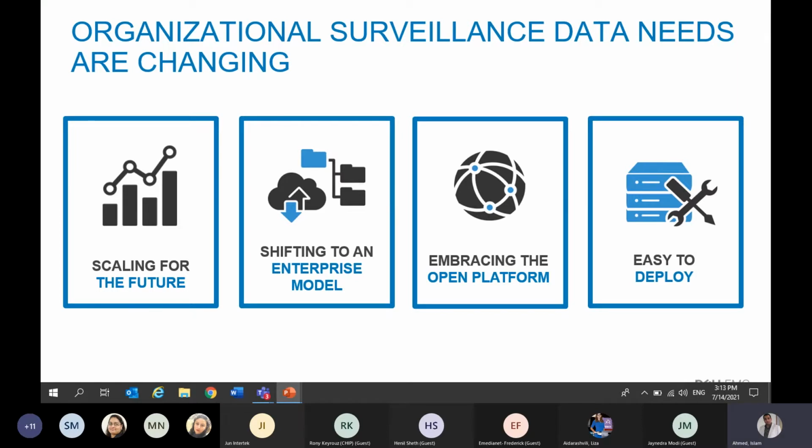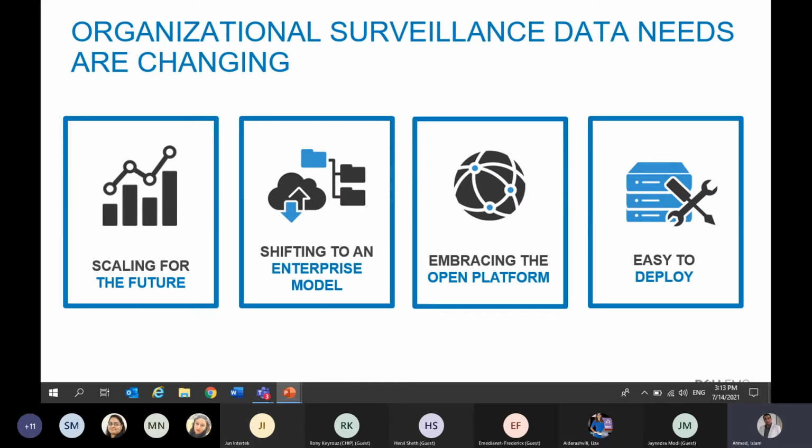So for scaling for the future, when you purchase a product or an organization needs to work on a new project, they have to ask how easy it is for them to manage the growing volume of surveillance data. Are they going to accommodate these videos on premises or on cloud? You have to ask all these questions when you have a new project for yourself or for your customer.